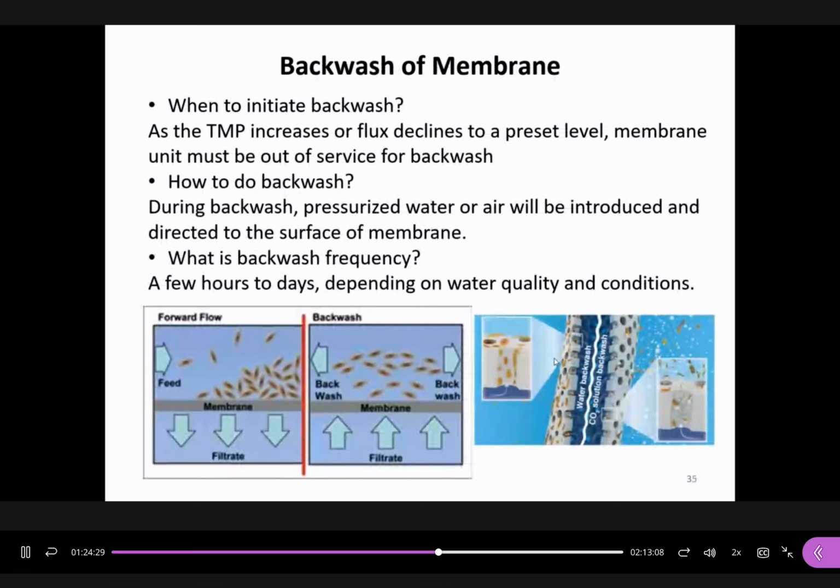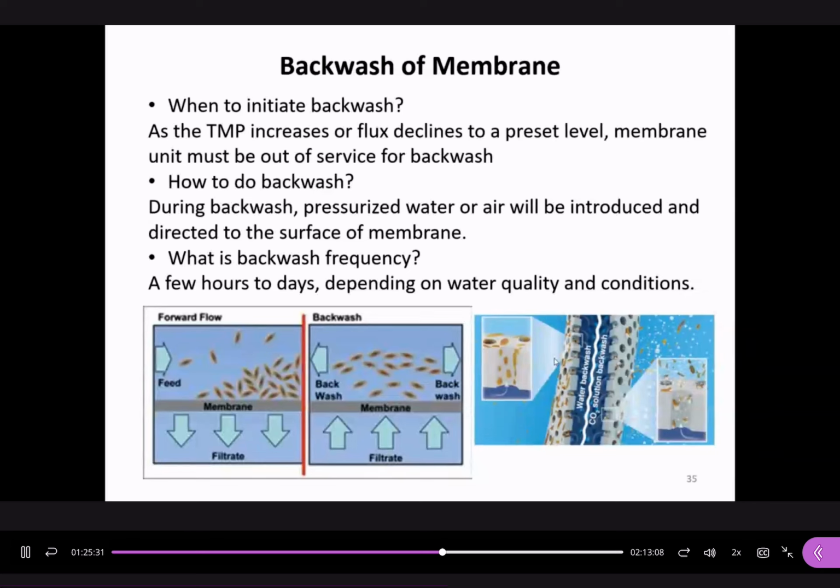Okay. So when to initiate backwashing? When you have observed severe fouling, right? Like flux decline, transmembrane pressure increases. How to do backwashing? Very similar to backwashing in standard filtration. You apply pressurized water or air into the surface of the membrane in the reverse direction. For example, for hollow fiber membrane, if your filtration is inside out, for backwashing it should be outside in. Okay, outside in. Reverse flow, and also with higher flow rate, right?